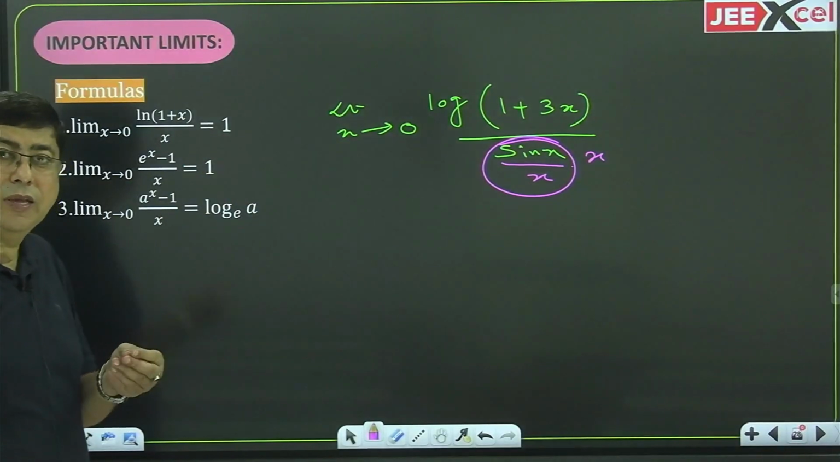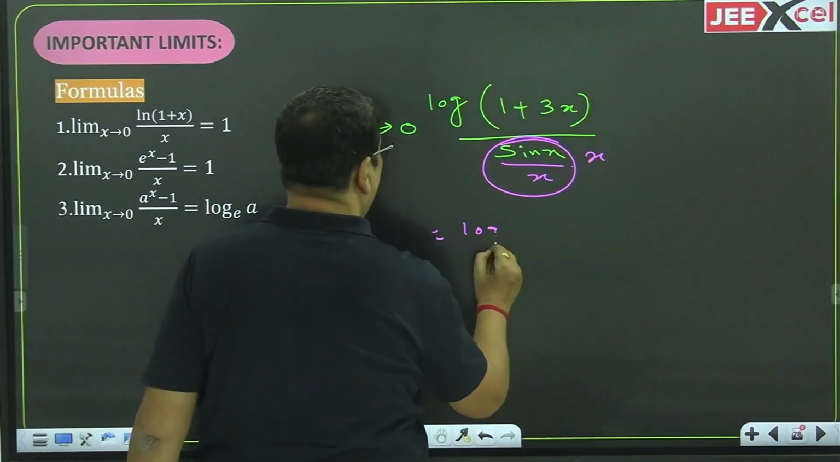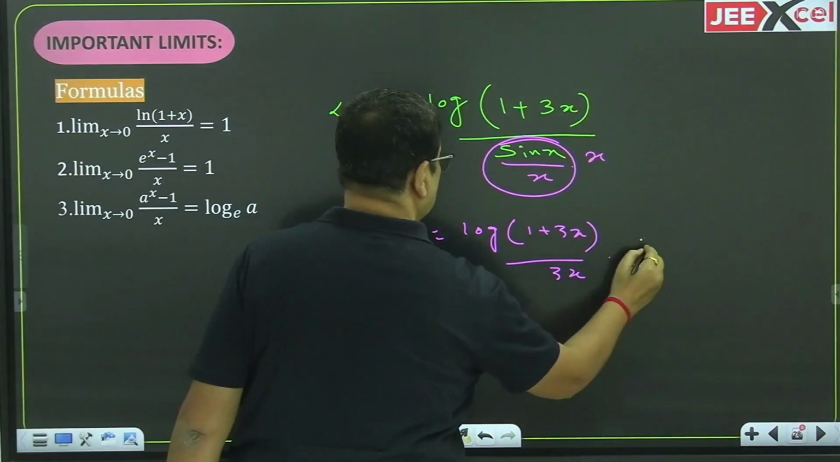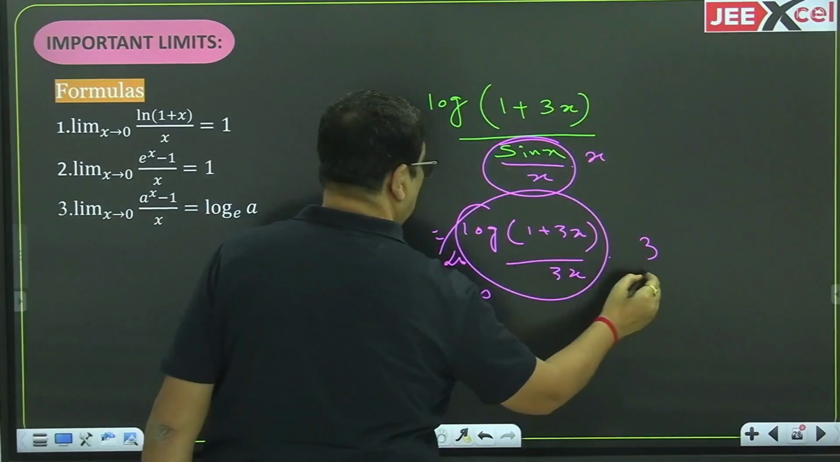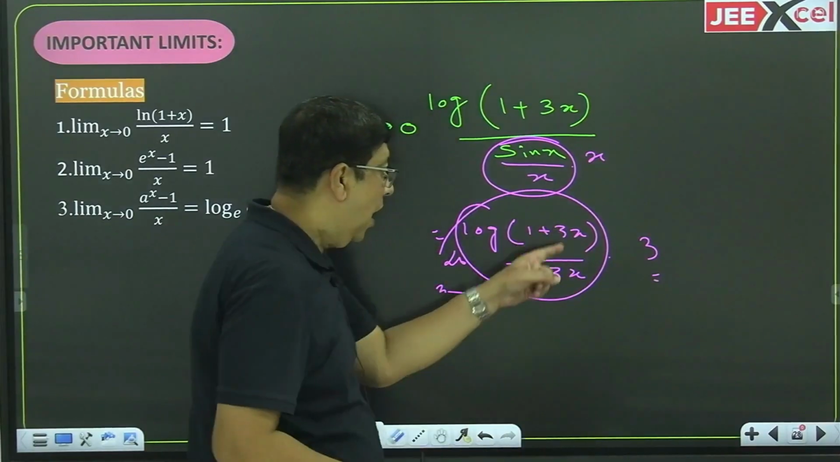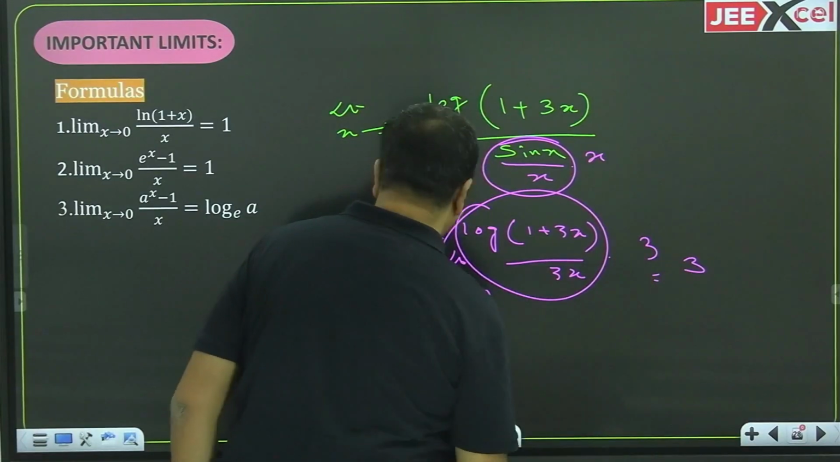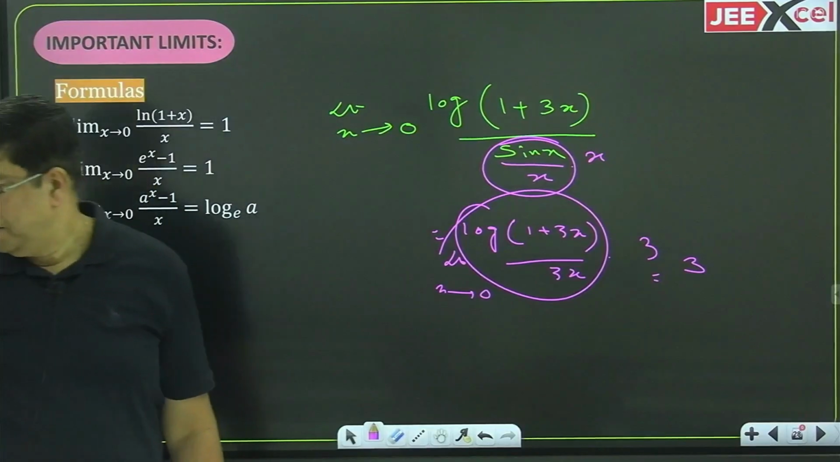We can prove this by series also. So in this case we can write here log of 1 plus 3x by 3x, balanced by 3, limit x tends to 0. So this is coming 1. These two are same and 3x tends to 0. This is coming 1. Answer is 3 into 1, that is coming 3. Okay, everybody?